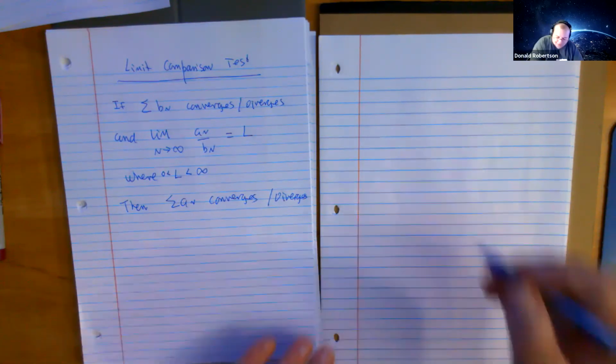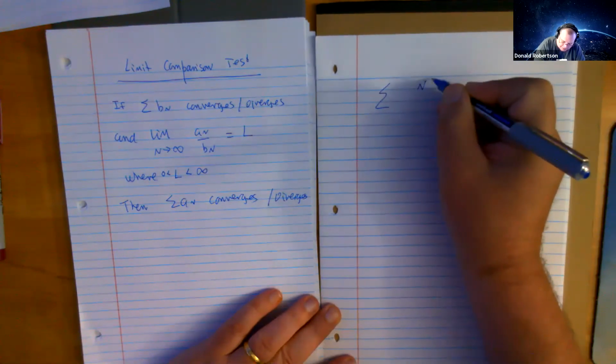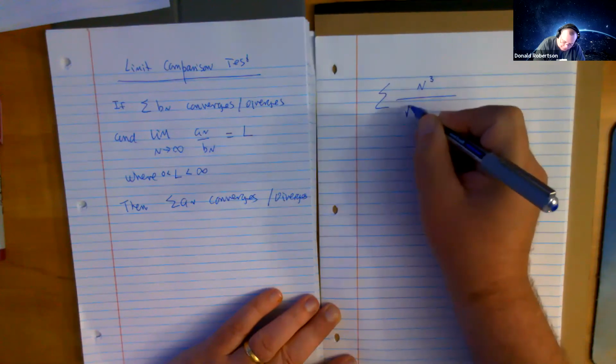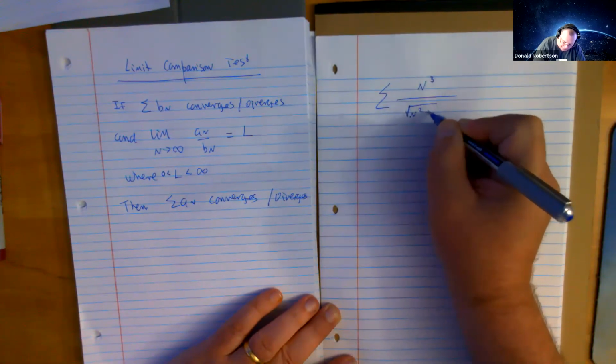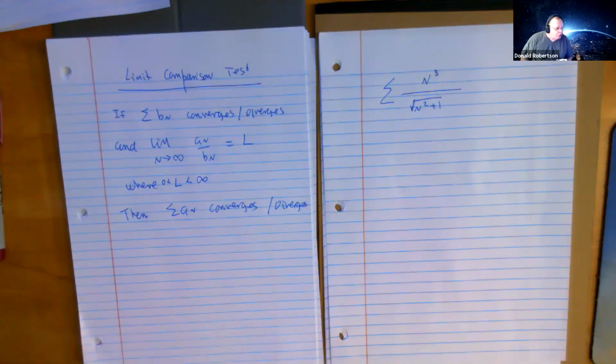So for instance, suppose I did n cubed over the square root of n squared plus 1. Let's take this guy. The limit comparison test is much longer and harder to do. So if you can do a comparison test, I strongly suggest that you do it, just for time purposes. But let's figure out how we would do it.